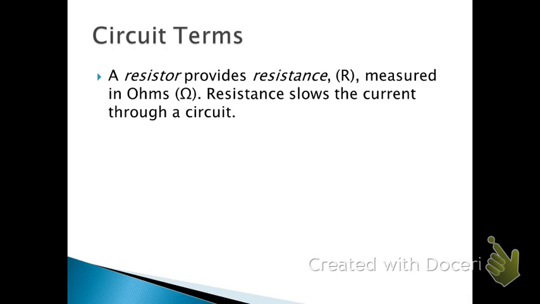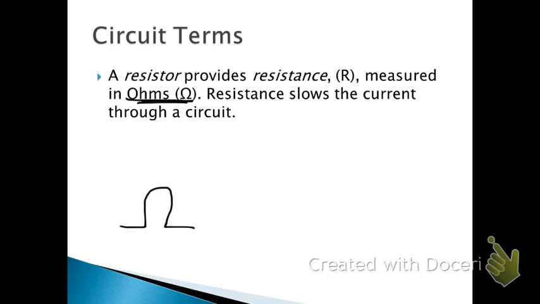Resistance is provided by a resistor, and it's measured in units of ohms, and this is just another base SI unit. Ohms are represented by the Greek letter capital Omega. And the purpose of resistance is ultimately to slow the current through a circuit.